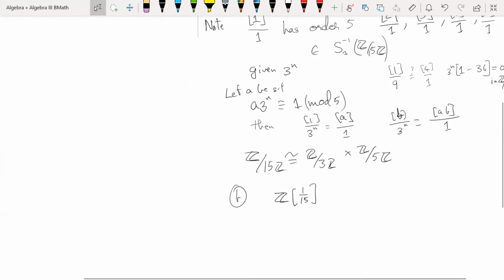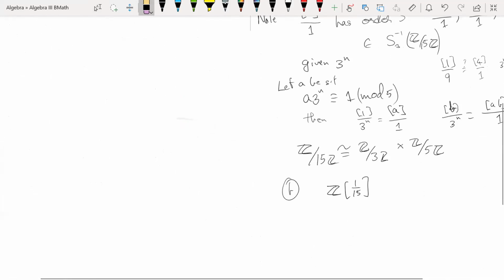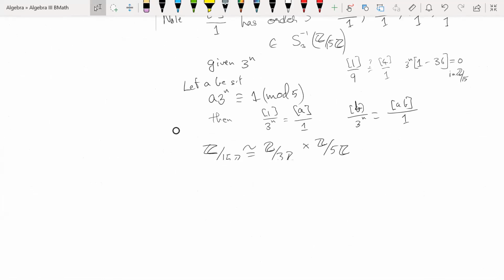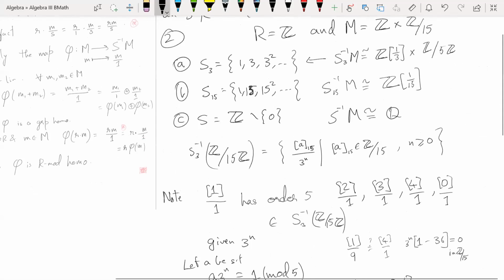Yeah? So in this case, the only place you'll get something good is, and for C you will get Q. Okay, because that's what this ring is. Okay, does that make sense?